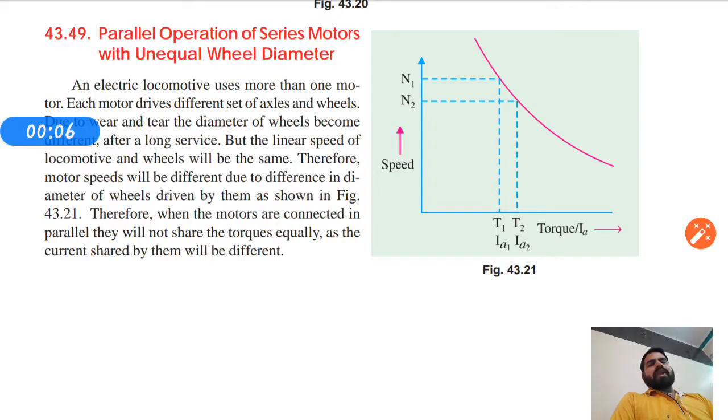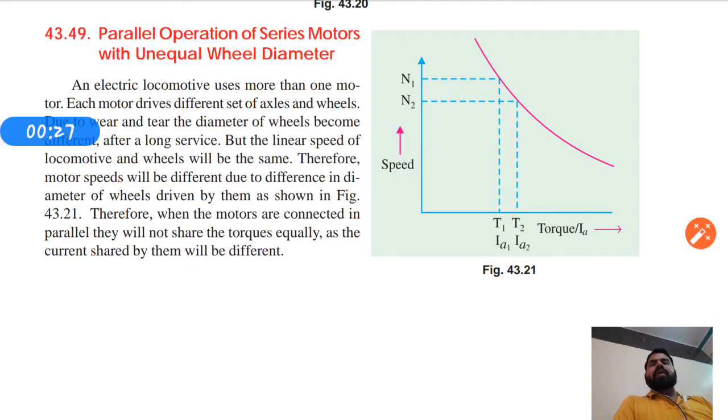In our previous lecture we discussed the motor characteristics and some general features of the traction motors, including electrical and mechanical. So today, in continuation, we will discuss the parallel operation of series motor with unequal wheel diameter.